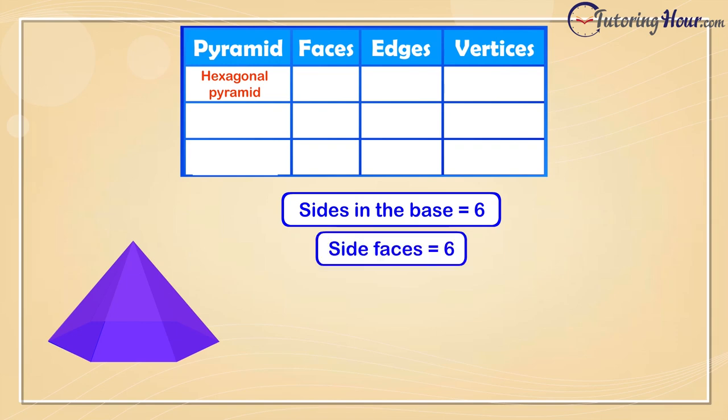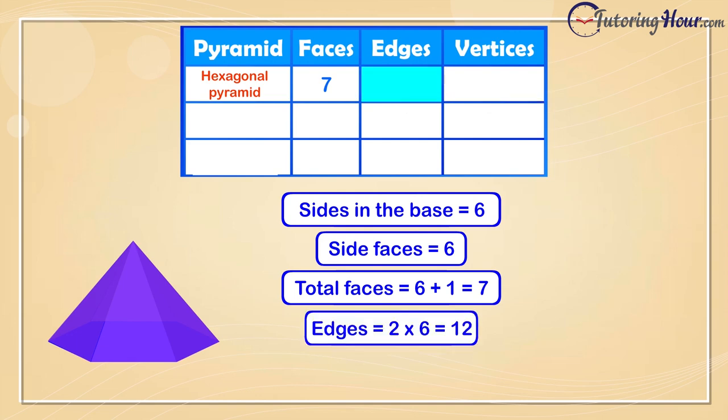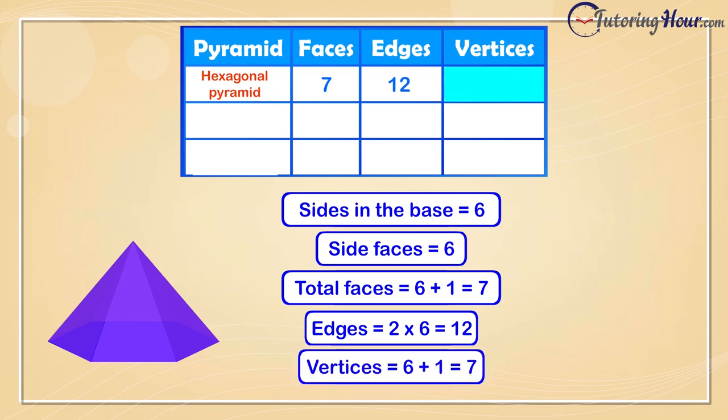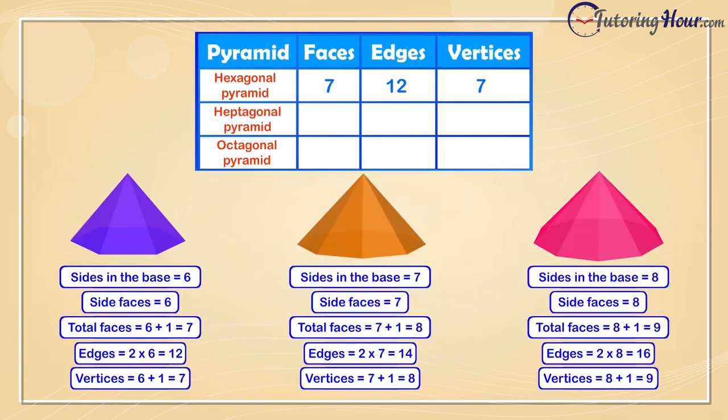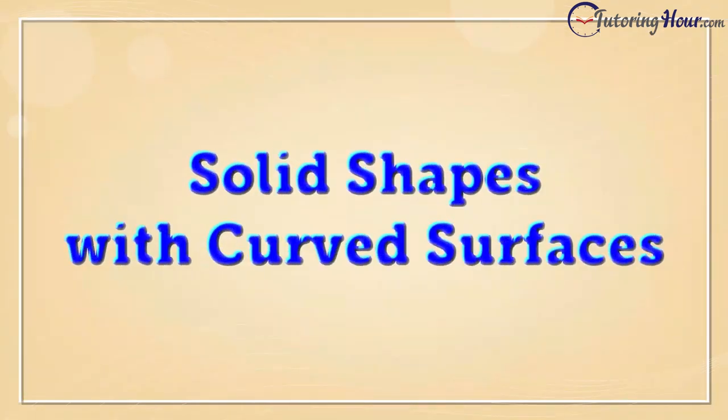It has 6 sides and the number of faces is 6 plus 1, so we have 7 here. The number of edges is twice the number of sides in the base, so we'll write 12 here. The number of vertices is the number of sides in the base plus 1, so we'll write 7 here as well. We'll quickly do the same for the heptagonal and octagonal pyramids. A heptagonal pyramid has 8 faces, 14 edges, and 8 vertices, and an octagonal pyramid has 9 faces, 16 edges, and 9 vertices. Let's move on to solid shapes with curved surfaces.